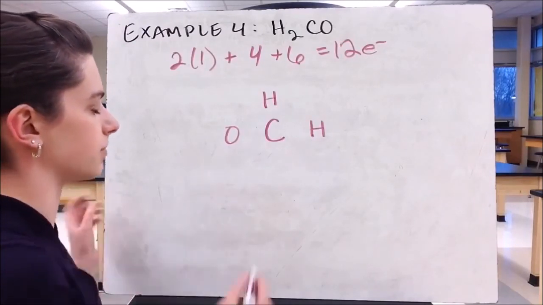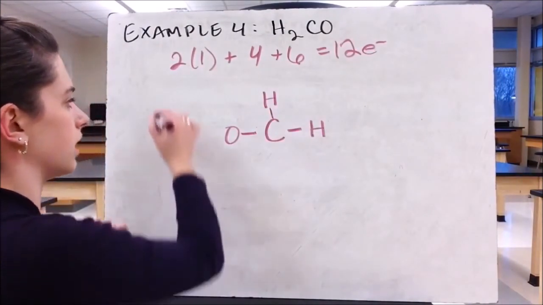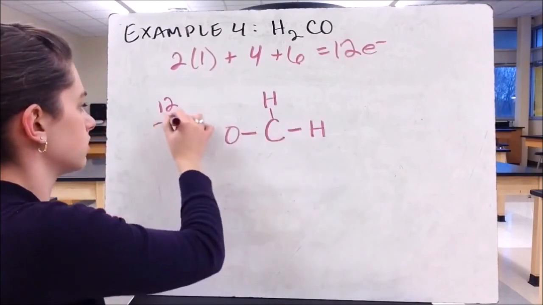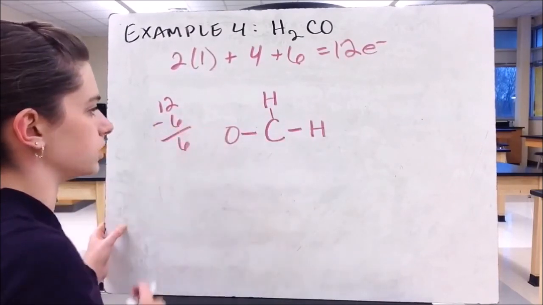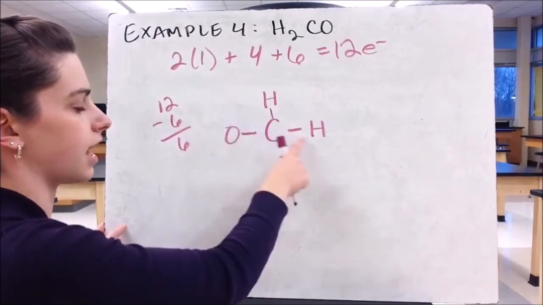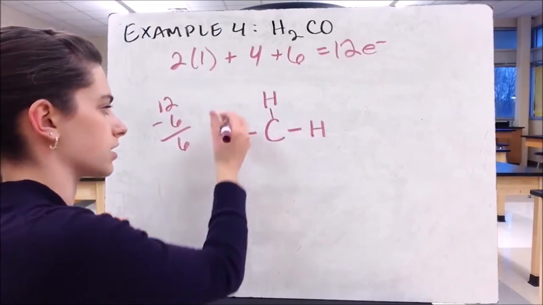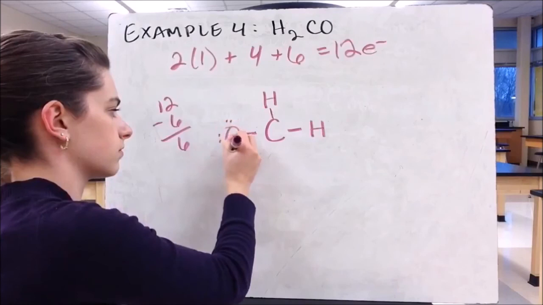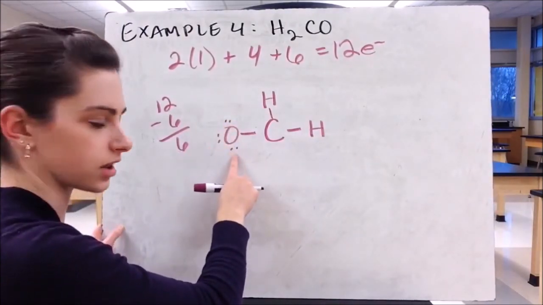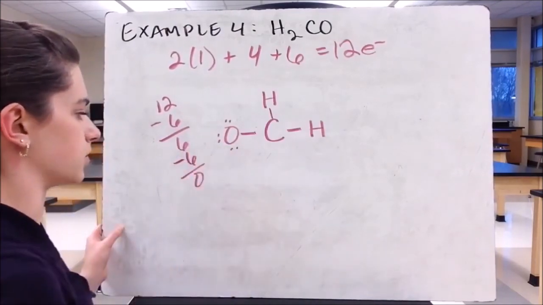Okay, so now I've arranged them. I'm going to connect everything with single bonds. And I have a running total of 12. I've used 2, 4, 6, which leaves me with 6 left to place. So I'm going to put them on my terminal atoms. I'm not going to put them on my hydrogens because hydrogen only needs 2. Those are already in the bond, so I'm going to put them on oxygen. Now my oxygen has 2, 4, 6, 8 valence electrons. I've used 6 additional ones, so I'm going to subtract 6 and end up with 0.